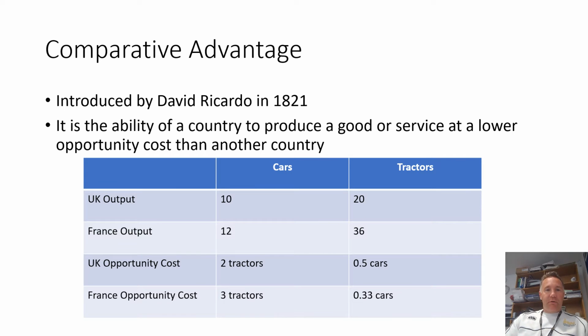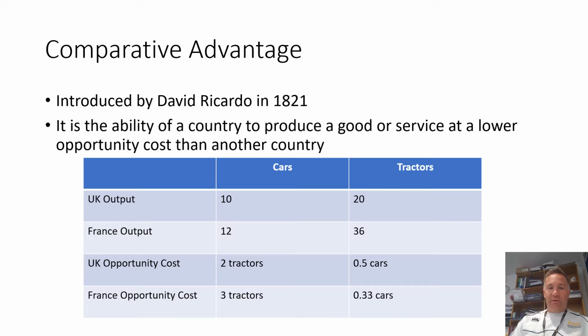So, comparative advantage then came along in 1821 thanks to David Ricardo. Really important to mention the economist in your exam answers. Just shows the examiner and the marker you know what you're talking about and that little extra depth of knowledge. The definition is that it's the ability of a country to produce a good or service at a lower opportunity cost than another country.